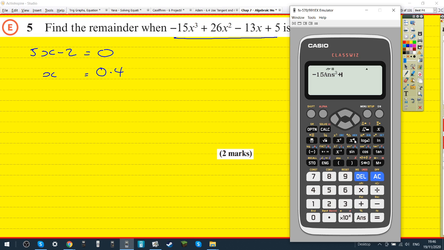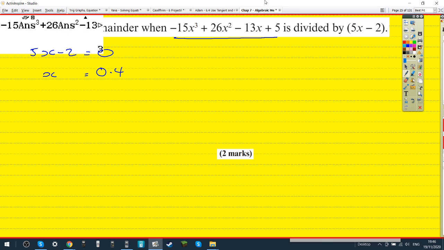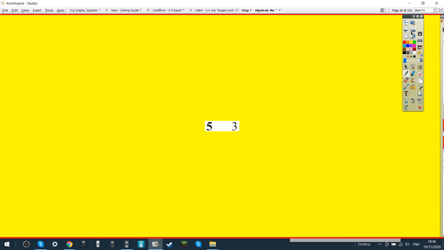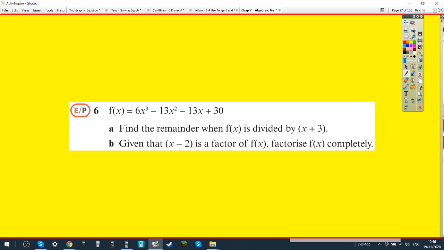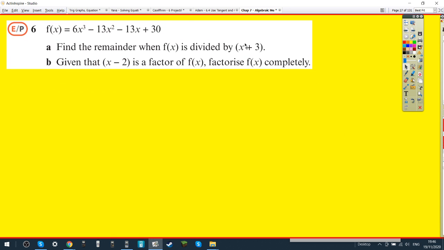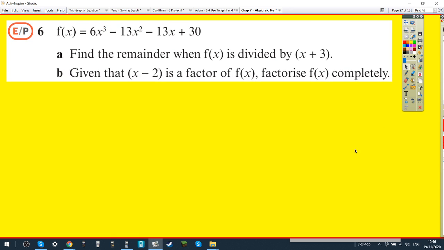You can do the same. I got 3. And so what is the remainder? 3. Looks good to me. There we go, 3. Okay, how about this one?